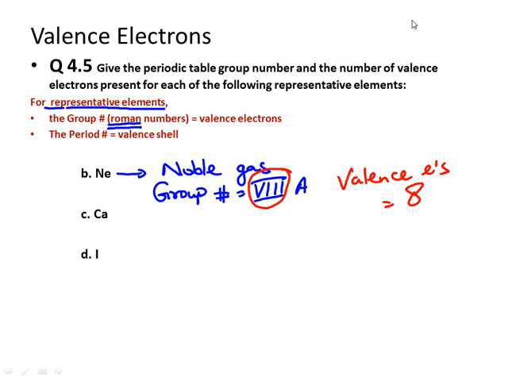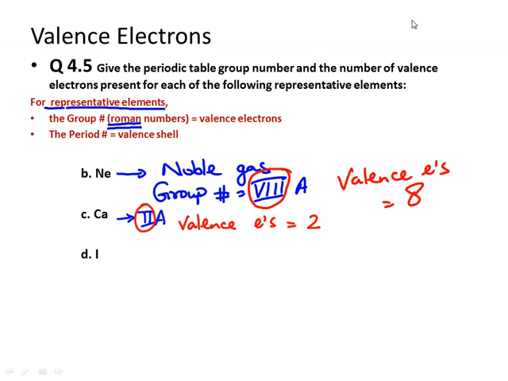So, using that same logic, let's do this very quickly. Calcium. Calcium is an alkaline earth element. It exists in group 2A. In other words, since it exists in group 2A, the number of valence electrons for this element is 2.